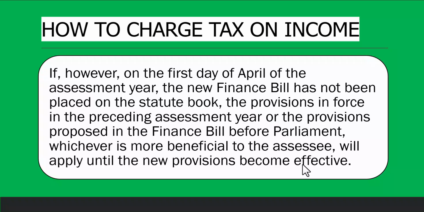So what happens when the finance bill is passed in Parliament? It has to first be approved by the Lok Sabha, then by the Rajya Sabha, and then the President needs to give his accord. After that, it basically becomes a Finance Act, and then it goes to the statute book. So suppose this procedure has not been completed by that time, whichever provision is beneficial will become applicable to the assessee. Okay.